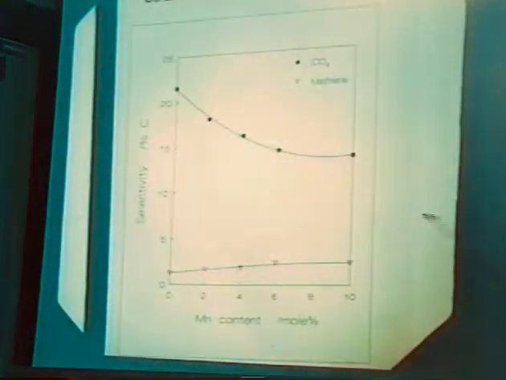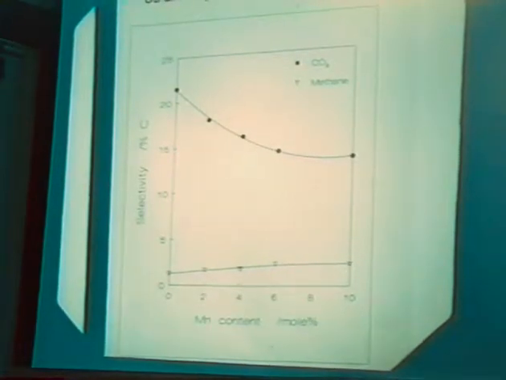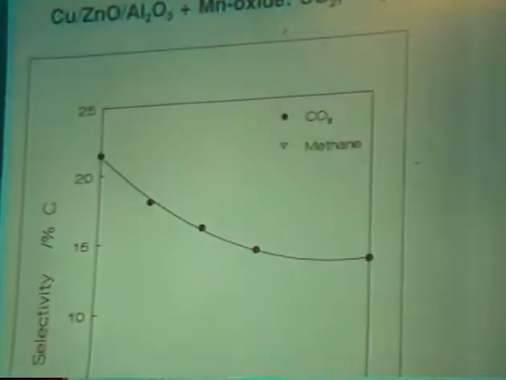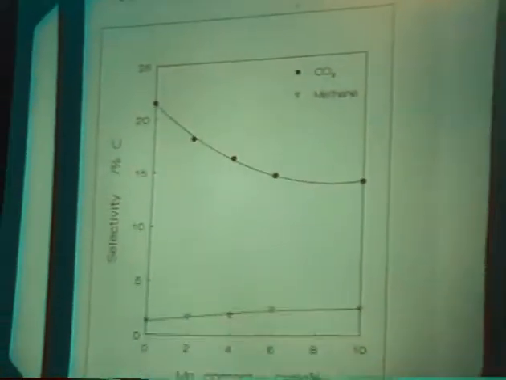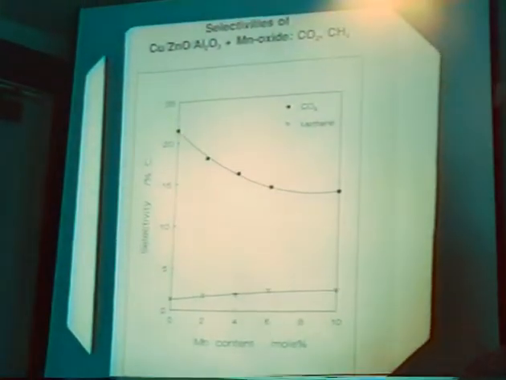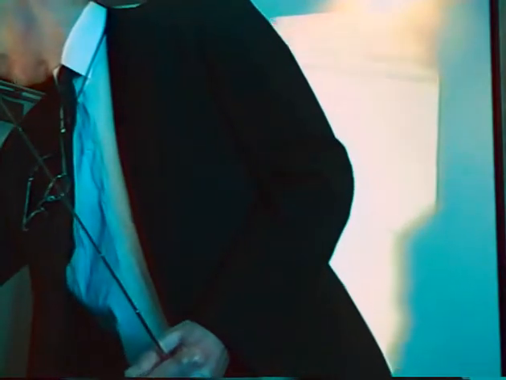There are other products, and these are predominantly CO2 and methane, and here you can see the effect of the manganese content on those two products. The CO2 is decreased considerably by the addition of the manganese, and the methane content comes up slightly. And we'll be paying some attention to the concentrations of methane and CO2 in what I'll be saying from here on in.